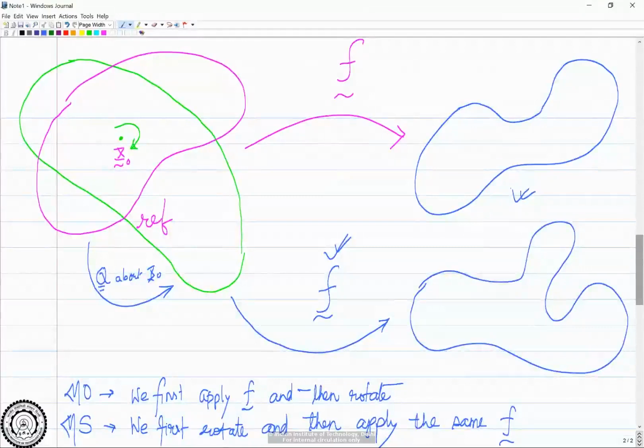So, see, for example, this point big X, if it is here, this goes to somewhere over here. But once the body has rotated, there is no point in the body which is at big X now. No point of the body will go to this point over here.